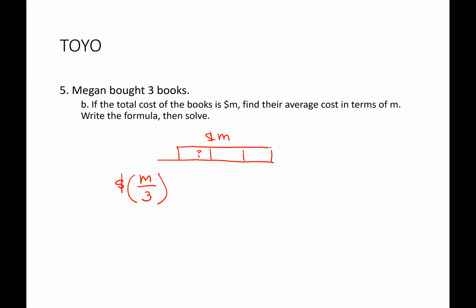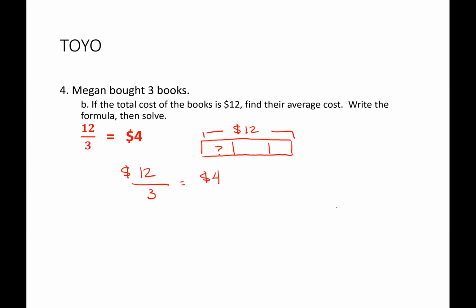Okay. Ashlyn. Yes. Is anybody still looking at this? Well, we all have it? Okay. In the other one, the 3 books cost $12 altogether. In the next one, the books cost $M altogether.